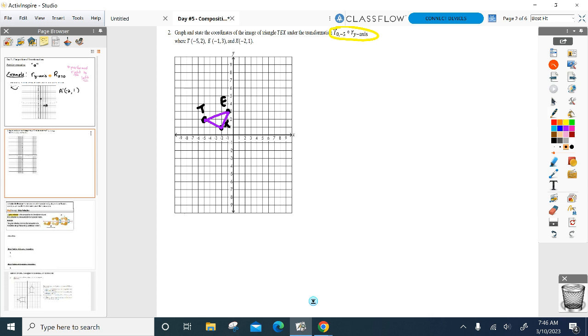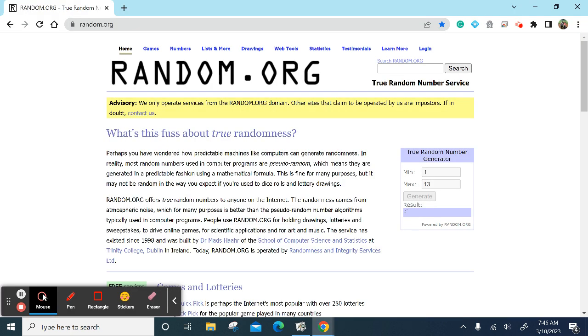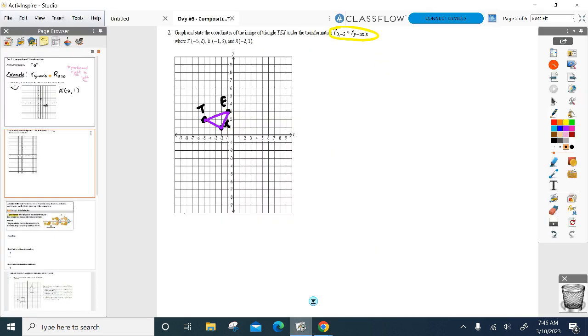I have a translation and a reflection going on. Which one should we do first on T, E, and X? Reflection over the y-axis. So go ahead, everyone, take triangle TEX, reflect it over the y-axis. Again, I don't name these points because I'm not done with the transformation yet. There it is.